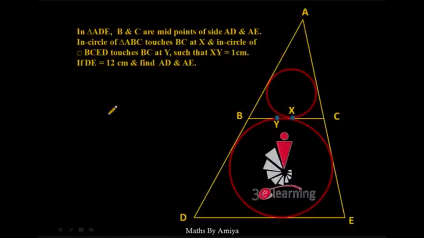Today we will try to learn a few concepts and their derivations, and apply those concepts in questions. First, important: B is the midpoint of side AD and C is the midpoint of side AE. This is one of the most important points, and we are going to use this in our first concept.